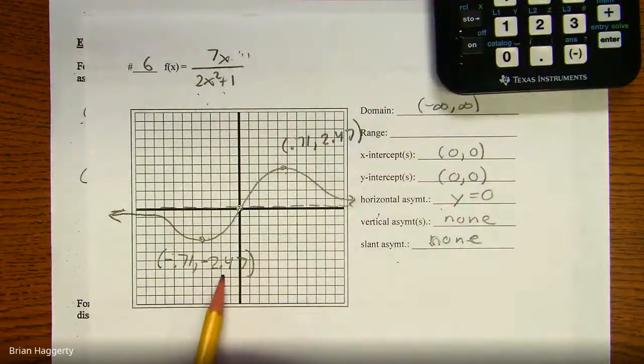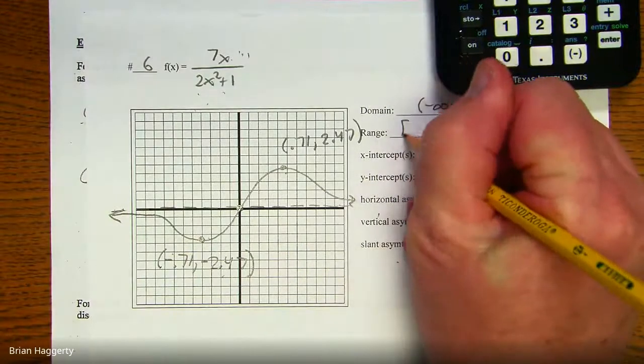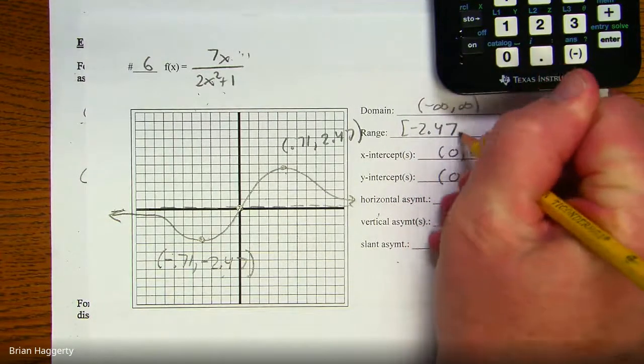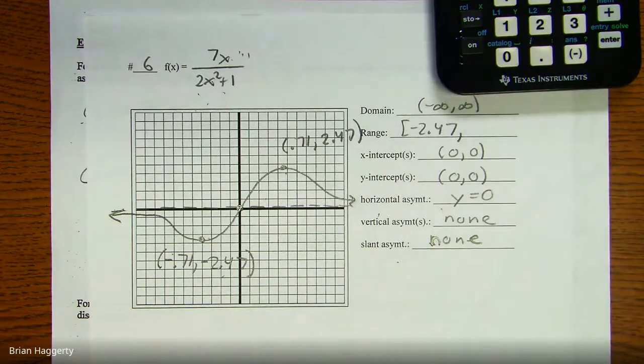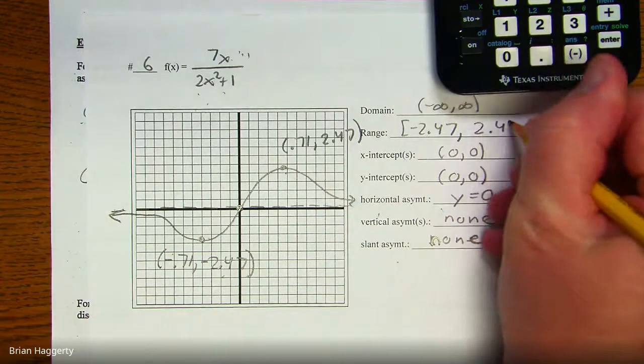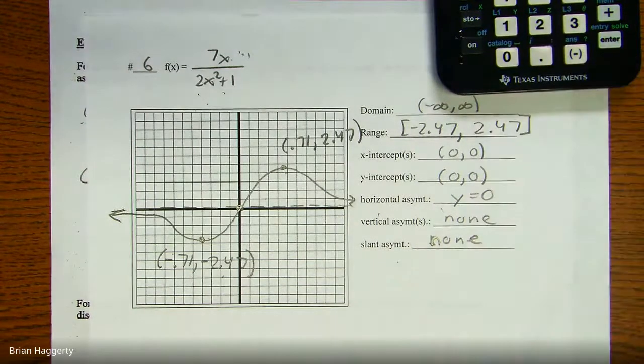So the smallest y is the negative 2.47, and it includes it. It hits that point. The biggest y is the 2.47. Hits and includes that point.